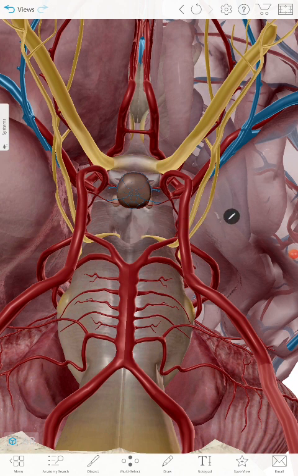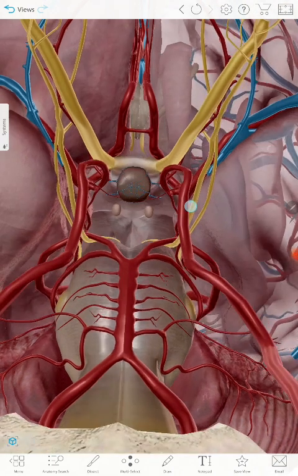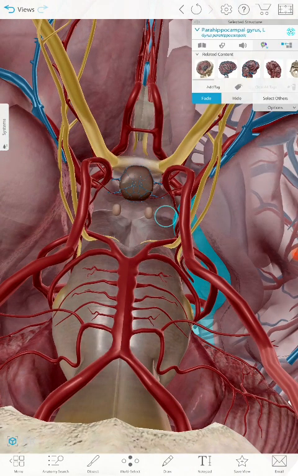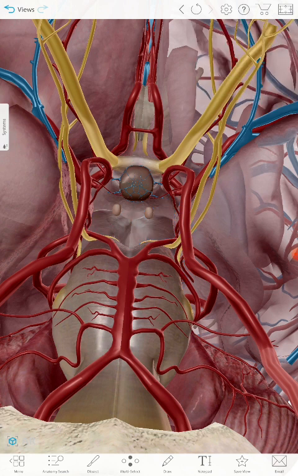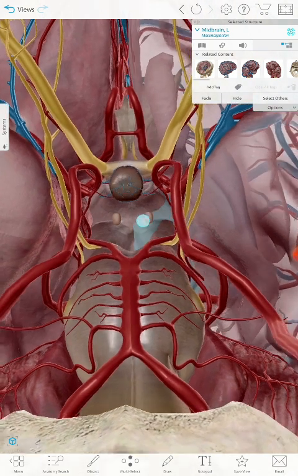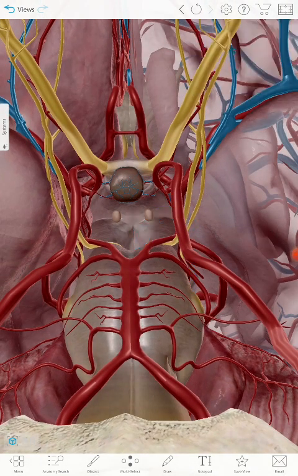Now we will see the boundaries of the interpeduncular fossa. So we can see that on either lateral side it is bounded by the cerebral peduncles. Anteriorly it is bounded by the optic chiasm, posteriorly it is bounded by the midbrain, and now we will see the contents of the interpeduncular fossa.